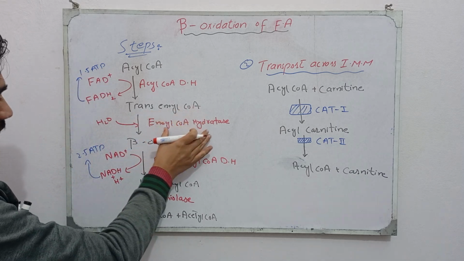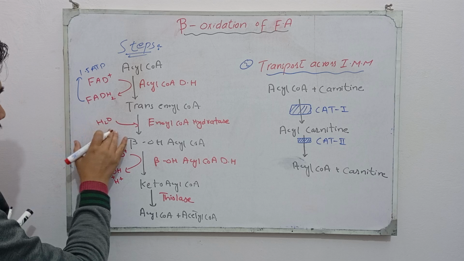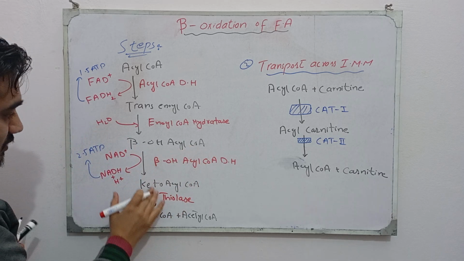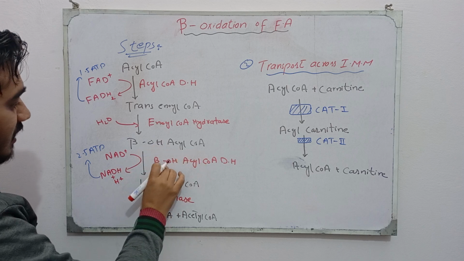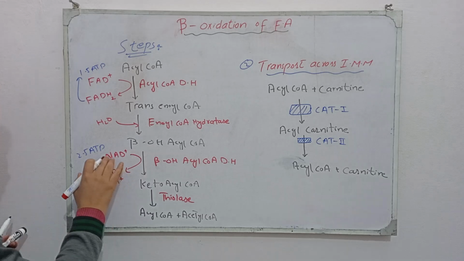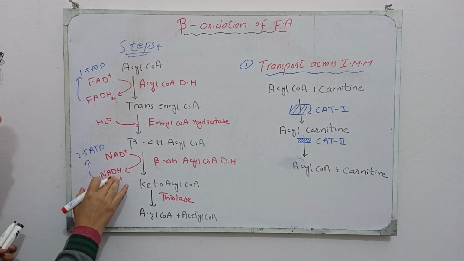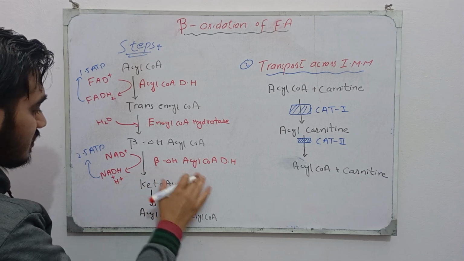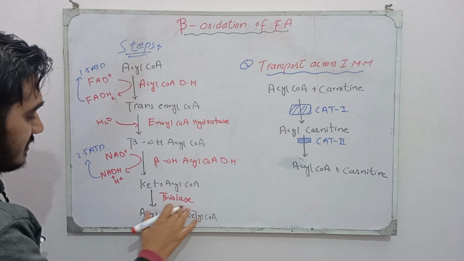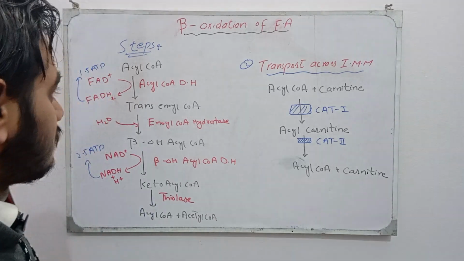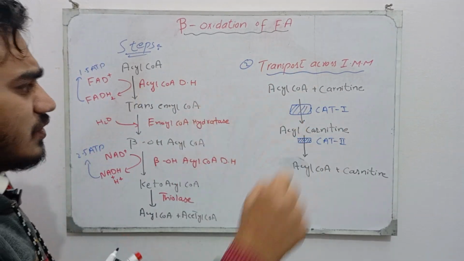Trans enoyl CoA, with the help of enoyl CoA hydratase, converts into the beta hydroxyacyl CoA. In the next step, this beta hydroxyacyl CoA, with the help of the enzyme beta hydroxyacyl CoA dehydrogenase, and here NAD plus converts to NADH and H plus. In electron transport, it gives 2.5 ATP. It converts into ketoacyl CoA. With the thiolase enzyme, it converts into acyl CoA and acetyl CoA. This was all about the beta oxidation of fatty acid.